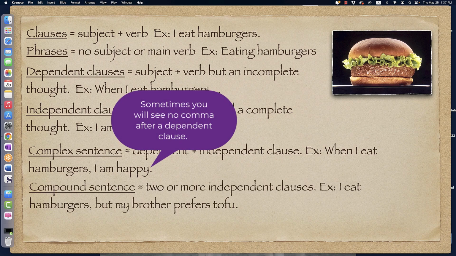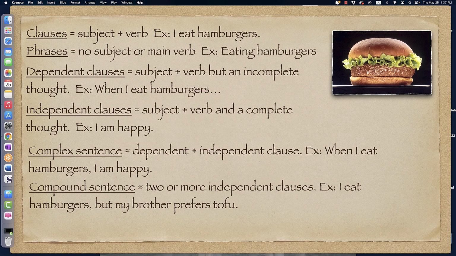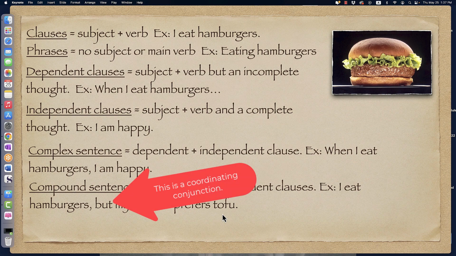But we also have compound sentences. Now, compound sentences are when we are adding two or more independent clauses. So these are two complete sentences, for instance. So I eat hamburgers, but my brother prefers tofu. So in this case, I eat hamburgers is a complete sentence, and my brother prefers tofu is a complete sentence.